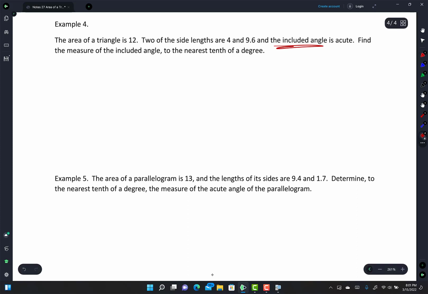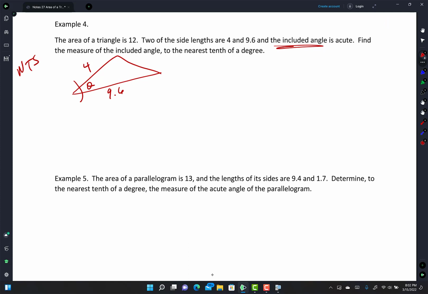Now, we can just use a formula, but I want to show you guys. I know some of you guys are visual. So not to scale. And here's my triangle. So they give me 4 and 9.6. So I'm going to say that's 4. I'm going to say this is 9.6. And this is the included angle that they want me to find. That is acute. Find the measure of the included angle to the nearest tenth of a degree.